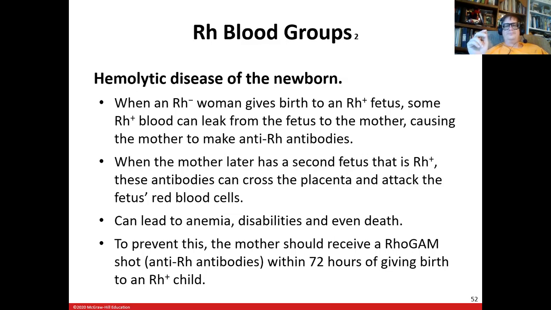Same thing. If you go to a doctor and the doctor says, have you ever been pregnant before? You answer straight, whether you carried the kid to term or you had a miscarriage, you answer straight. Because if a woman who is Rh negative has a baby that is Rh positive, imagine this is the first baby she's had.